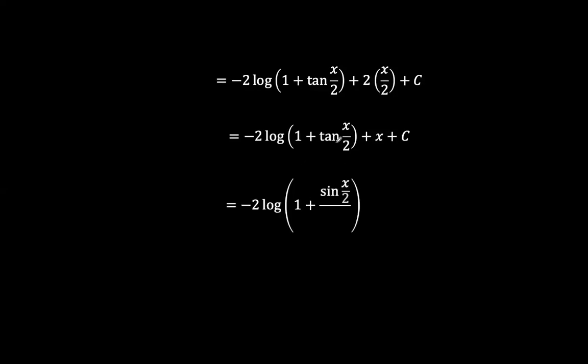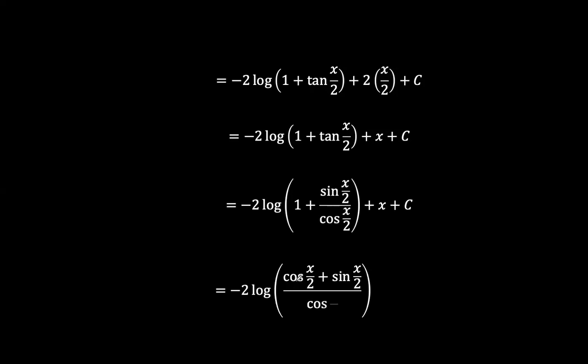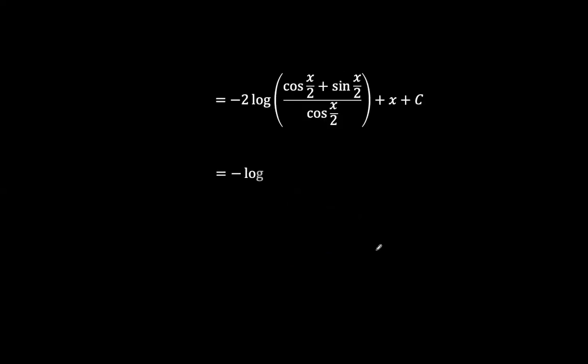So we have tangent of x over 2 is the same as sine of x over 2 over cosine of x over 2. And so we can simplify this further by saying this is the same as cosine of x over 2 plus sine x over 2 over cosine x over 2. And then these two can go up here using the rules of logarithms. That means that now we have a negative natural logarithm of cosine x over 2 plus sine x over 2 over cosine x over 2 squared, plus x plus c, obviously c being the integration constant.